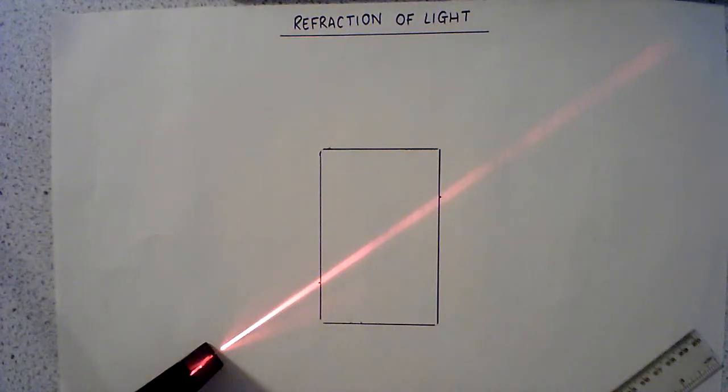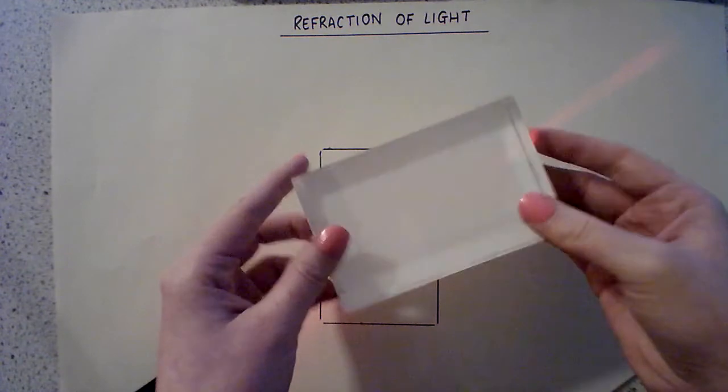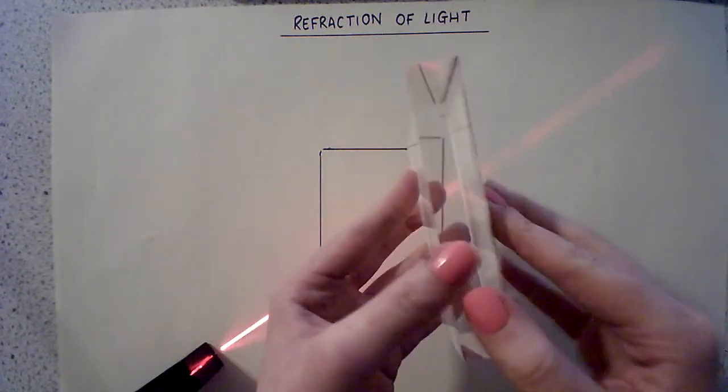Hi everyone, today we're going to look at the refraction of light experiment. Now, this is slightly different to the reflection of light because we're not looking at a mirrored surface today. We're actually going to look at a glass block in which we're going to pass light through.